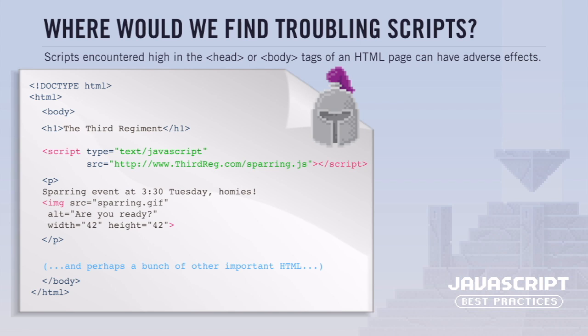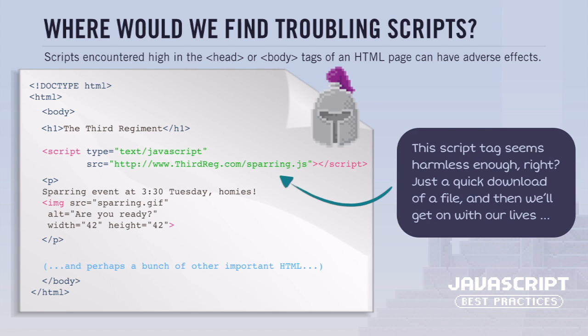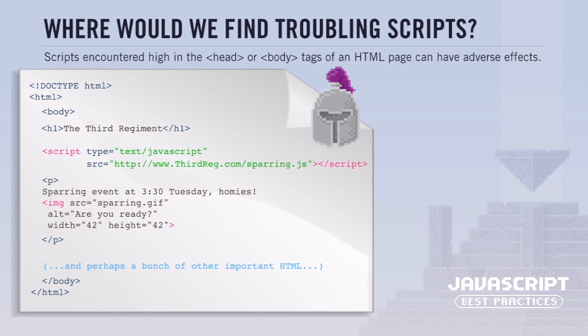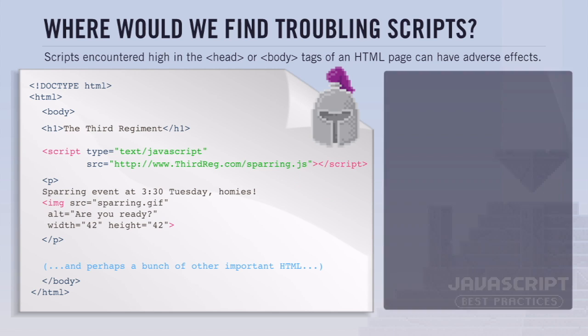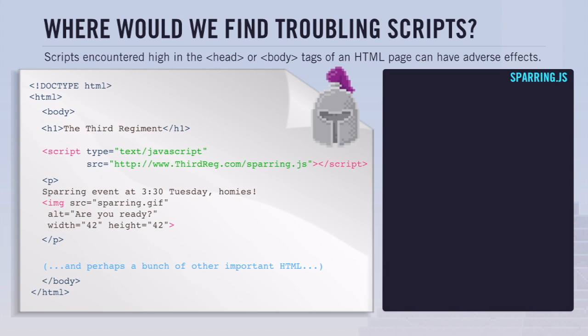We've got the 3rd Regiment's page, and right after that first heading you can see that script tag that looks for sparring.js inside of the 3rd Regiment's website. That seems harmless enough, right? We'll just get a quick download of it, and then we'll just get on with our lives. It'll be great.